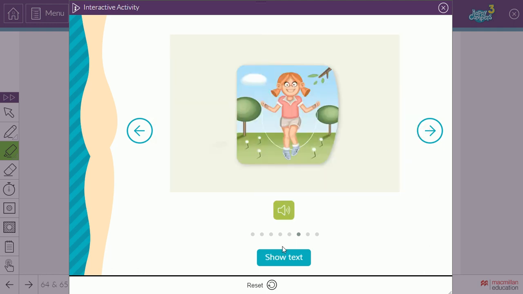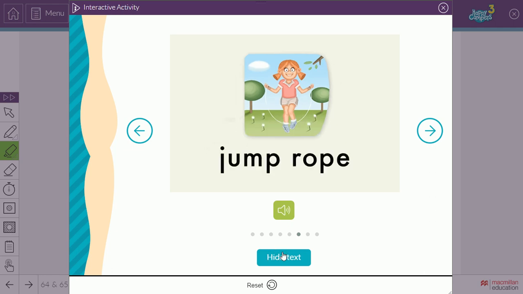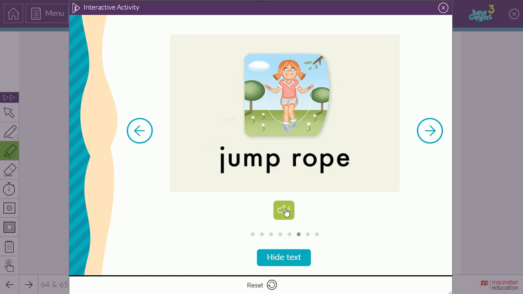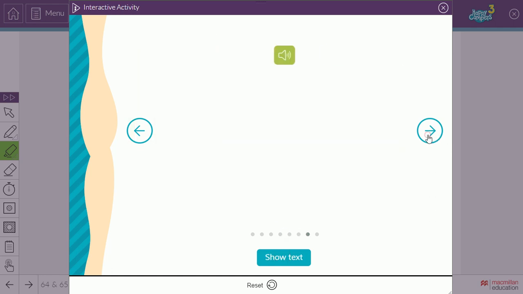And move here to see this girl. She jumps rope. Yes, jump rope. This is the rope. With me, this is the rope. This is a rope. This girl jumps the rope. Okay, jump rope.